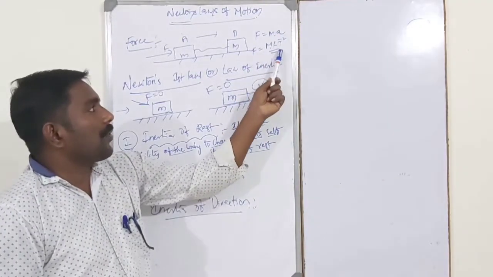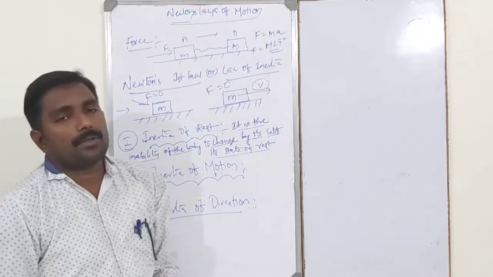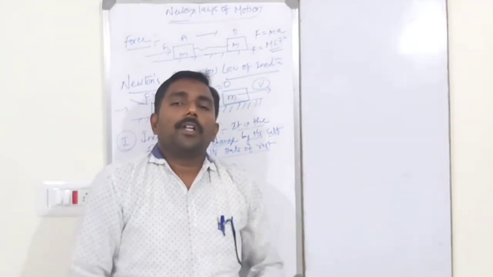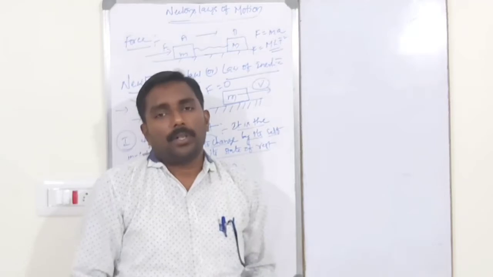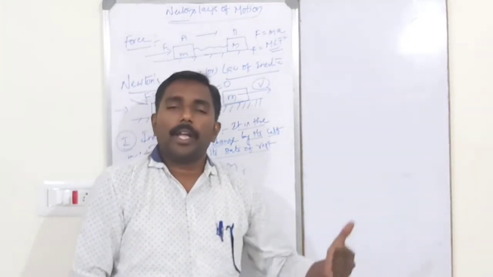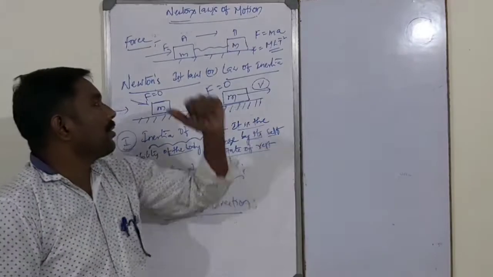What is the dimensional formula for force? M is equal to m, A is equal to L T power minus 2. Already we know. So which quantity is it? Force is a vector quantity. It has direction and also magnitude. It is a physical quantity having magnitude and direction, so it is a vector.